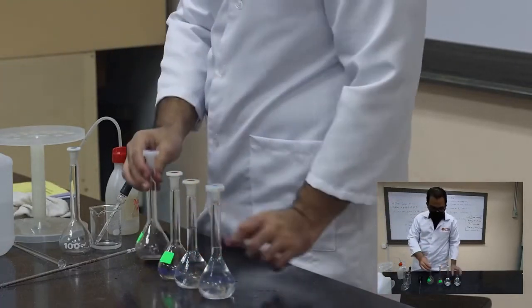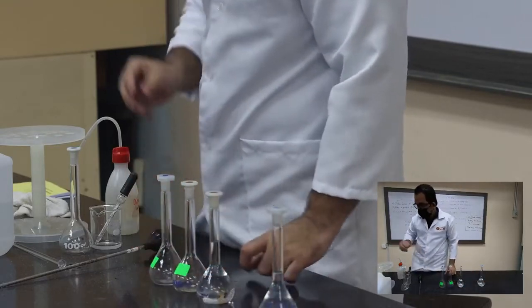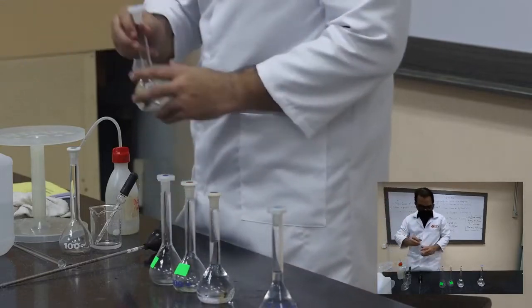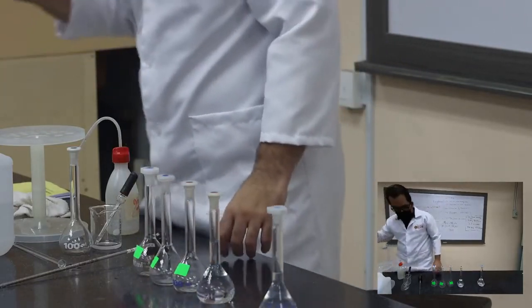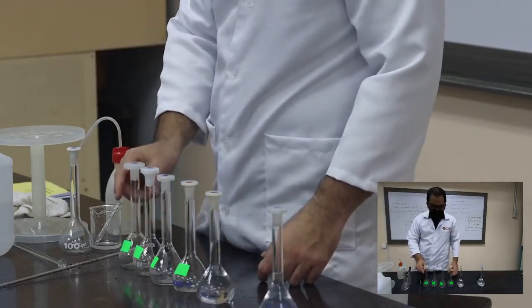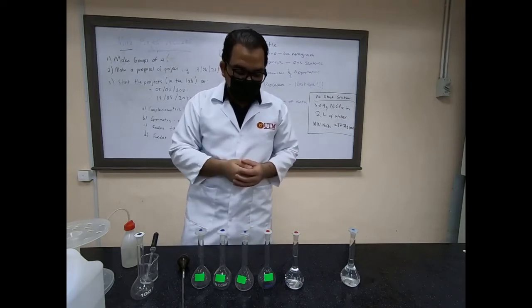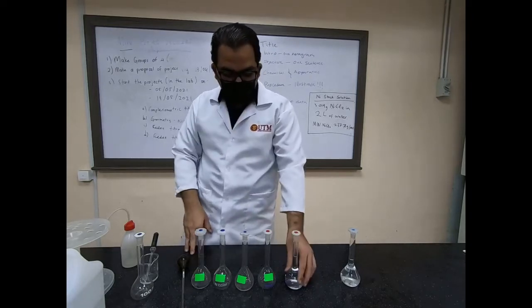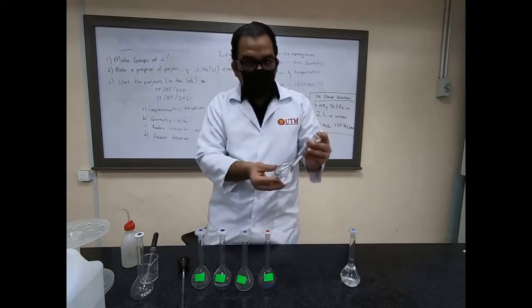Next, I'm going to prepare the calibration standards, right? So I'm going to need 5 different volumetric flasks because I have to prepare 5 different concentrations of calibrators at 0.5 ppm, 0.4 ppm, 0.3, 0.2, and 0.1 ppm. Right, so to prepare this, I have to use serial dilution.